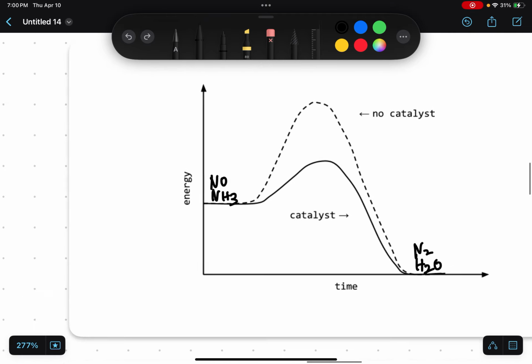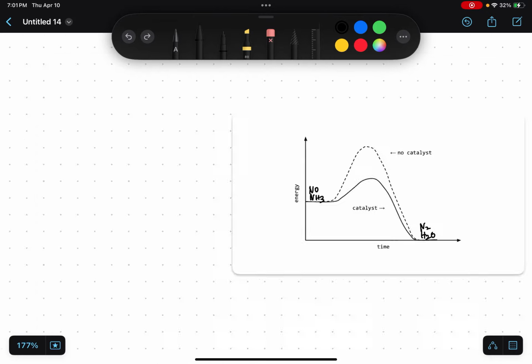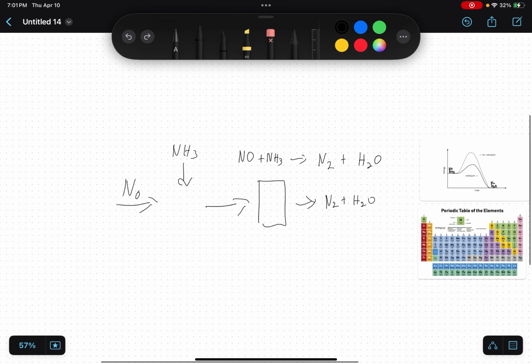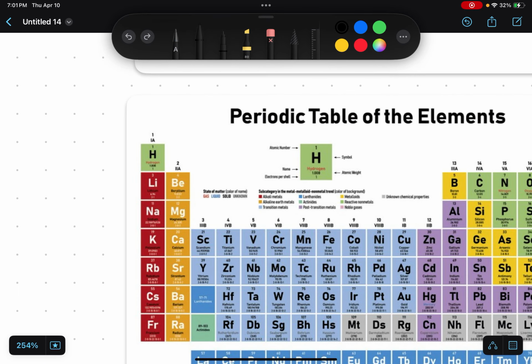The most obvious thing is no catalyst has a high activation energy, but with a catalyst it's a low activation energy. So how does that work? And that to me is the most interesting part. So this specific catalyst is made up of very polar atoms, I think. I think it's atoms, not molecules. Specifically, they use titanium and vanadium, mostly.